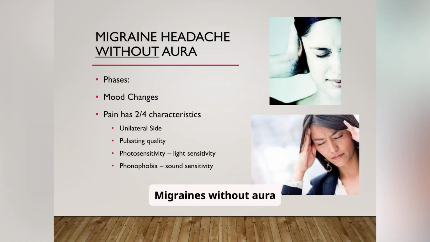Migraines without aura share some similarities with those with aura, but also have distinct features. We'll explore the phases and mood changes associated with these migraines, as well as the characteristics of the pain, including its unilateral nature, pulsating quality, and sensitivity to light and sound. Symptoms include unilateral, pulsating pain, photophobia, and phonophobia, with mood swings, irritability, and fatigue before the headache strikes.